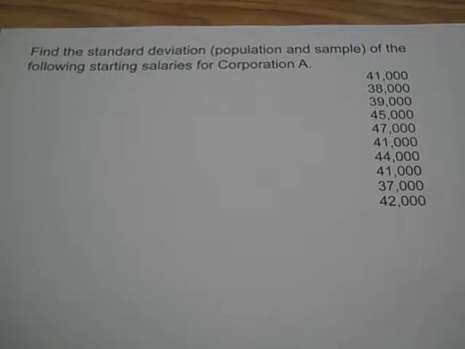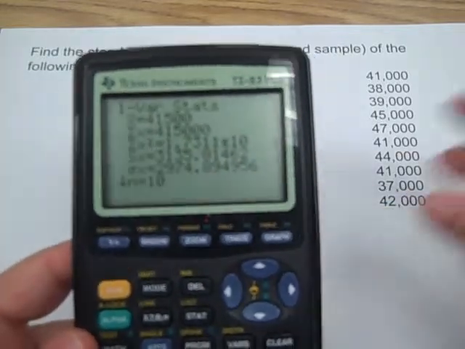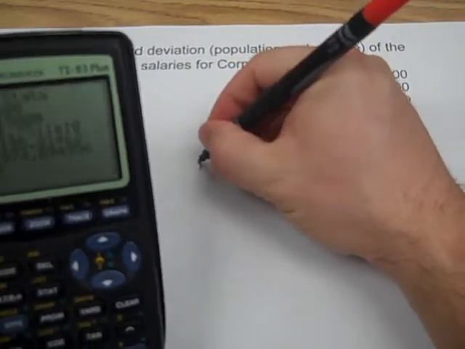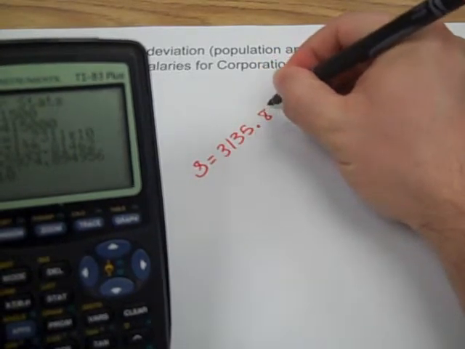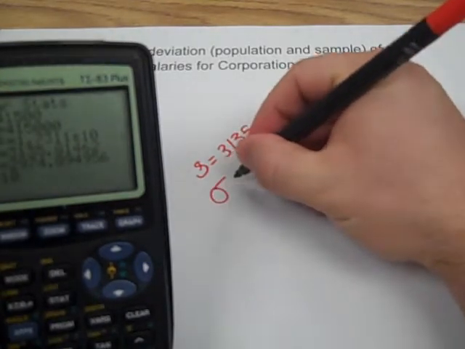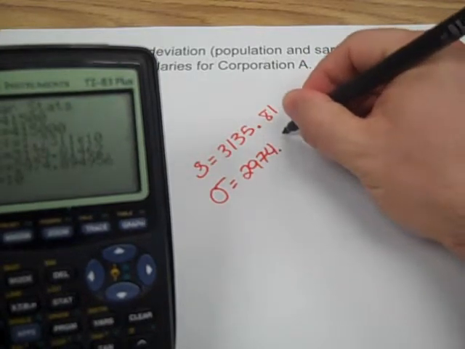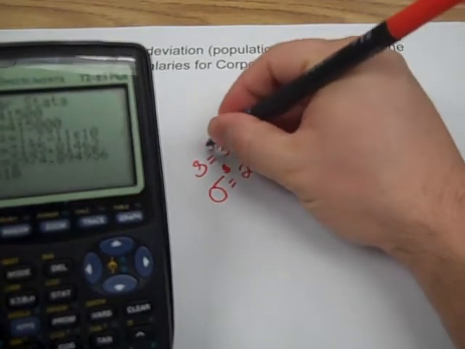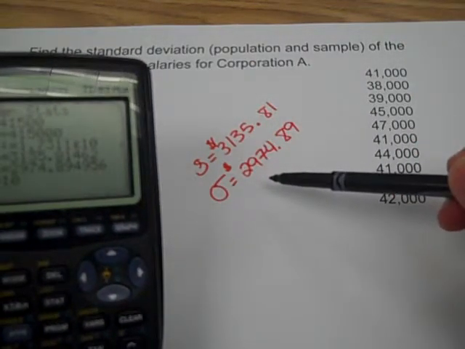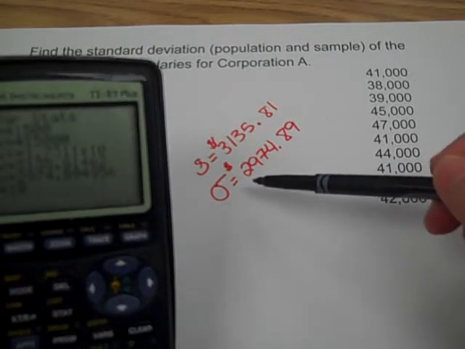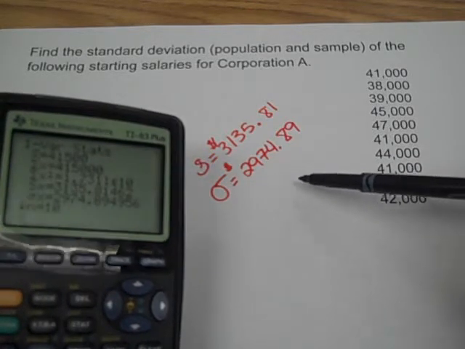I've entered this data already. If I do my one variable statistics, I find that the sample standard deviation S is $3,135 and approximately 81 cents. The population standard deviation is $2,974 and approximately 89 cents. So you can see there's quite a difference here between the sample standard deviation and the population standard deviation. It's really important that when you get to a scenario, you are able to decide if it's a sample or population and you choose the correct value.